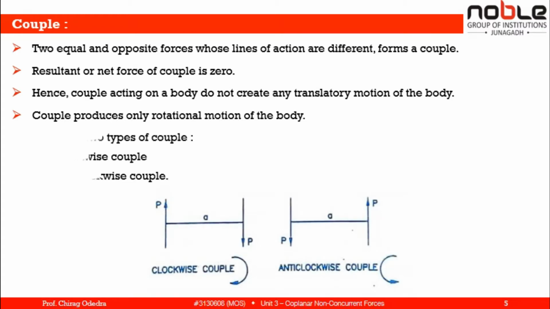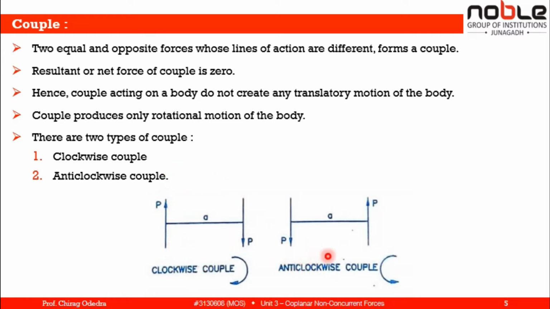If we are seeing in the figure, there are two types of couple. The first one is clockwise couple, next one is anti-clockwise couple. If we are talking about this particular case, this force P is in upward direction, this is in downward direction. So these two forces rotate the body in clockwise direction. So this is called clockwise couple, like this.